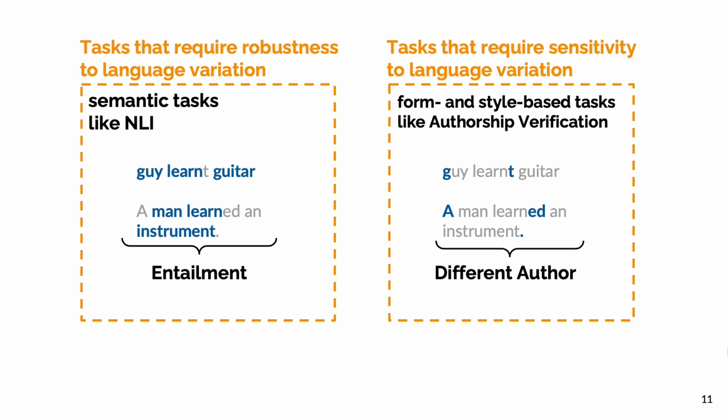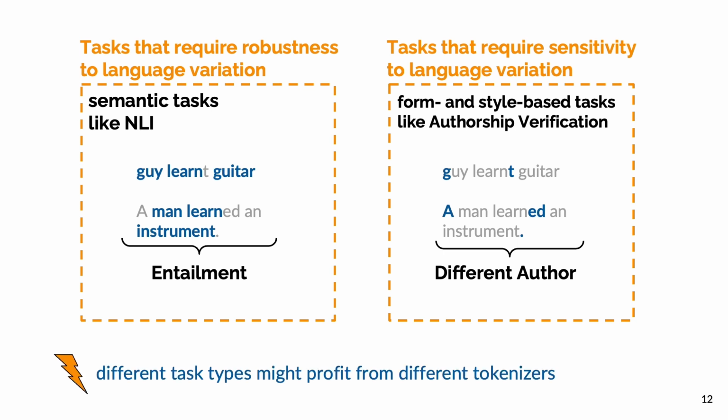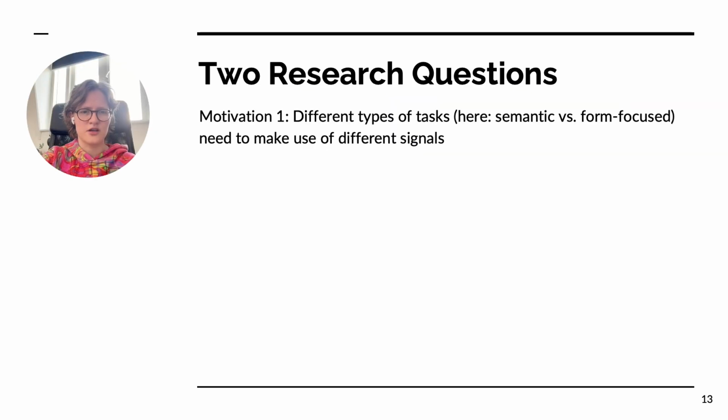Opposed to that stand tasks that require robustness to language variation. The example here being NLI, and really we don't want to know whether it's American English or British English, but just what's the content. Just give me the basic core meaning. And now this example also already highlights that different types of tasks might profit from different signals and then potentially from different tokenizers, which leads me to the research questions that we asked in this work.